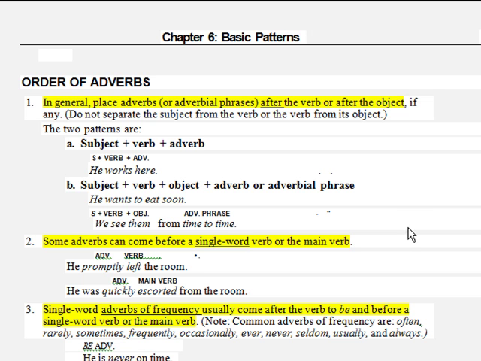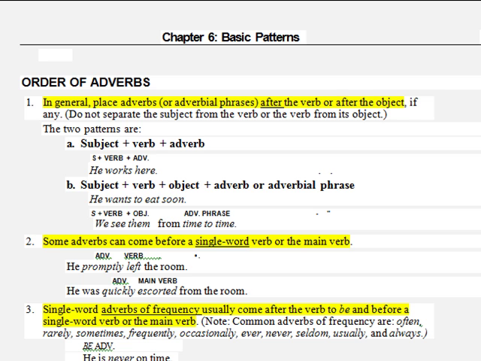Very good. Okay, we go on down to the second one, which simply says that some adverbs come before a single word verb, or the main verb. Okay, he promptly left the room. He promptly, adverb, single verb, left the room. And the other one: he was quickly escorted from the room.